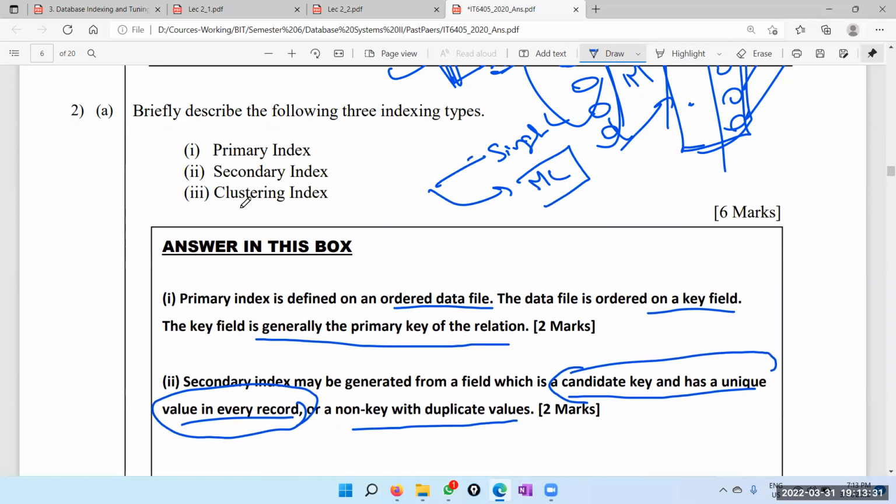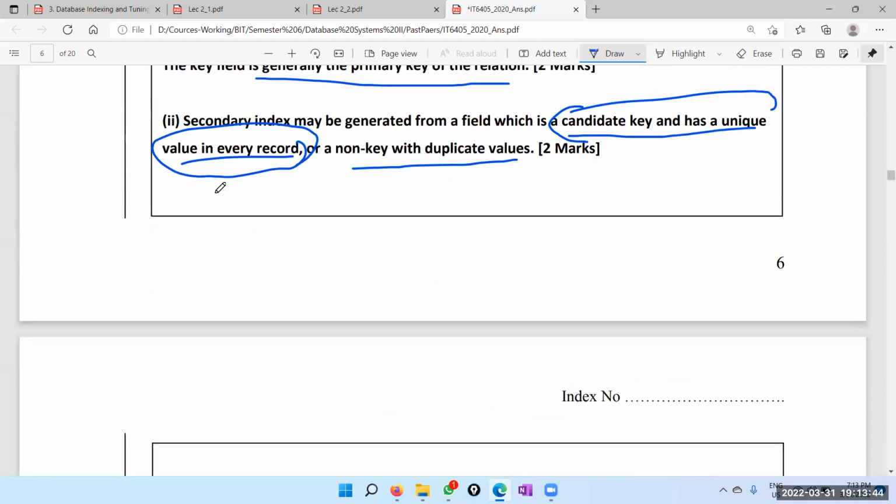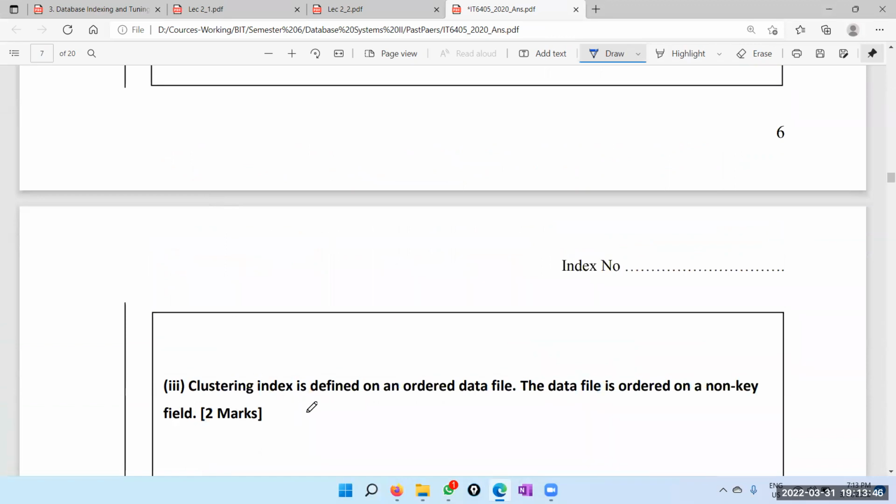It's pretty much like the primary key index, but the index field is not the primary key. But your data file and your clustering index file are sorted by the same field. A clustering index is defined on an ordered data file. The data file is ordered on a non-key field. Okay, non-key field. It's very important. It is your data file ordered on a non-key field, right?